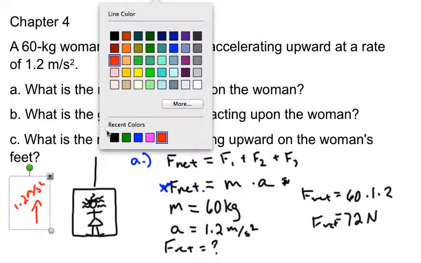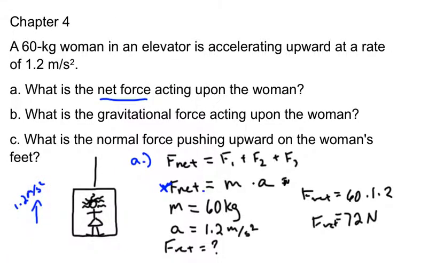I'm gonna do red. Oh, I want that back to blue. Let me grab a pen. I'm gonna do the pen. So I'm gonna draw the forces in red. So the net force acting on the woman is 72. Alright, so that's why she's accelerating upwards.